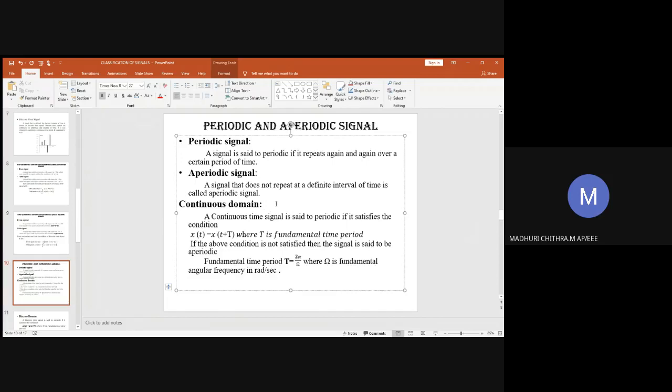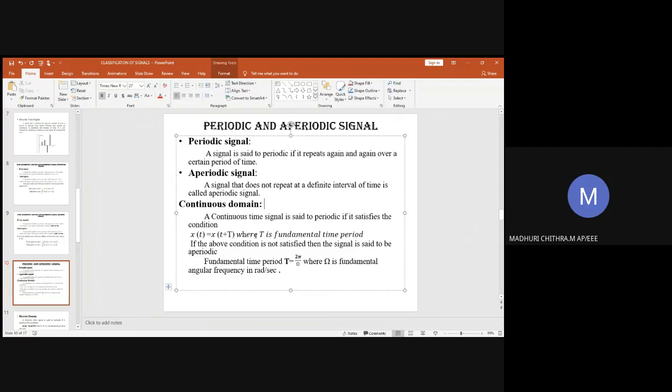Signals that do not repeat at a definite interval of time are called aperiodic signals. So what about the periodic and aperiodic conditions in the continuous domain and the discrete domain? We will see. In the continuous domain, a continuous time signal is said to be periodic if it satisfies the condition.